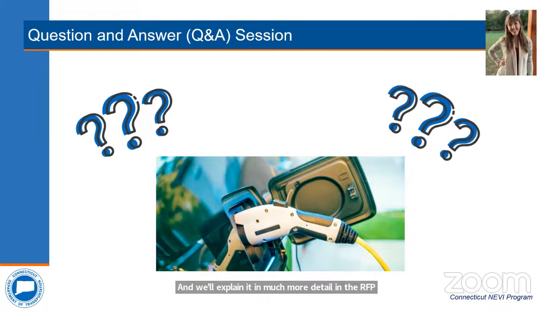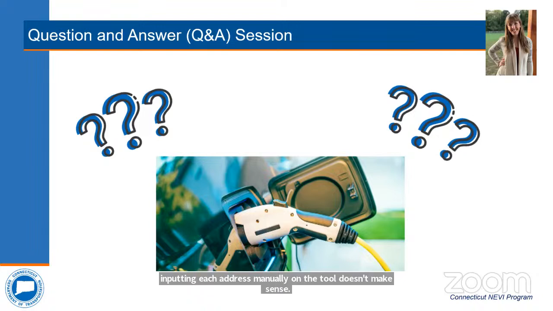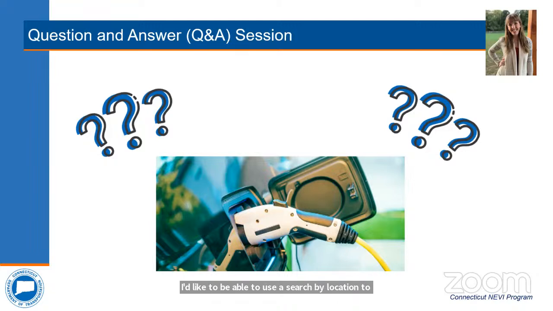Okay, our next question. Would it be possible to make the priority areas downloadable as a shapefile? My organization has enough potential sites that inputting each address manually on the tool doesn't make sense. I'd like to be able to use a search by location to narrow down our possibilities.